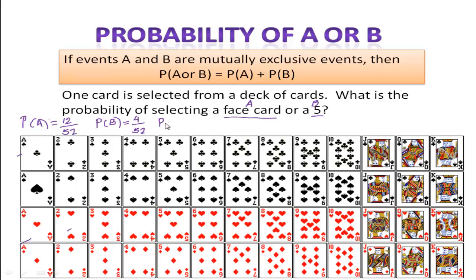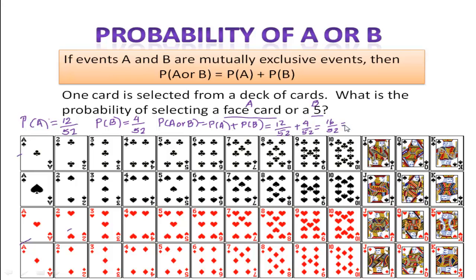The probability of A or B, which is what they're asking me, is going to be the probability of A plus the probability of B. And that equals 12 out of 52 plus 4 out of 52. And that is a total of 16 out of 52.